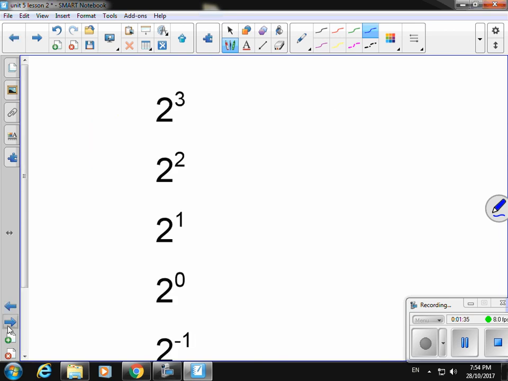Let's look at that pattern we were looking at last day just a little bit further. If we have 2 cubed, we know that means 2 times 2 times 2, which is 8. If we have 2 squared, it means 2 times 2, which is 4. If we have just a single 2, 2 to the 1 is 2.